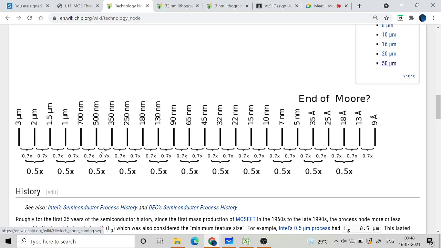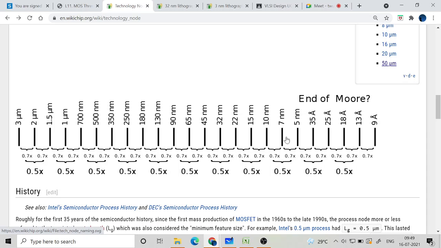And roughly, if you look at the history of the technology node, it takes 2 to 2.5 years to go from one node to the next node. That is multiplication by a factor. So if you are at 32 nanometer, you are supposed to go to 22 nanometer. Okay, so that is how you should be planning ahead to venture into the new technology node.